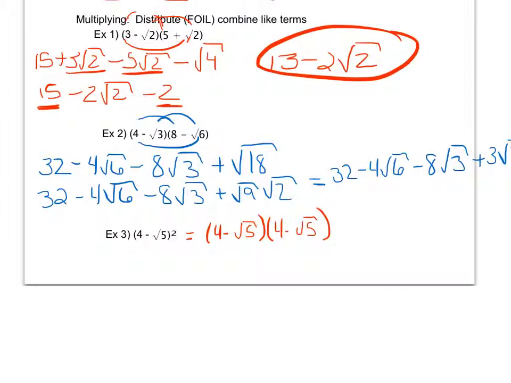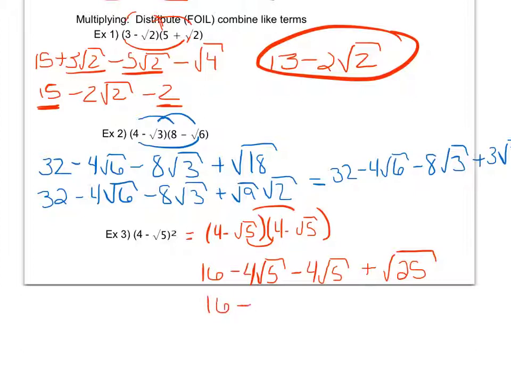Giving me, now following like I did in example 1 and example 2, 4 times 4 is 16. 4 times a minus square root of 5 is minus 4 square root of 5. Minus square root of 5 times 4 is minus 4 times the square root of 5. Minus square root of 5 times minus square root of 5. Minus times minus is plus. Square root of 5 times square root of 5 is 5, because I start with the square root of 25, which then simplifies to be 5. Giving me 16 minus 8 square root of 5 plus 5. Combining the 16 and 5, I get a final answer of 21 minus 8 square root of 5.